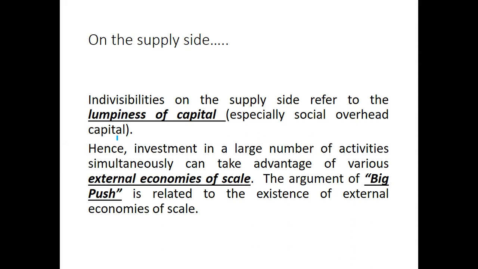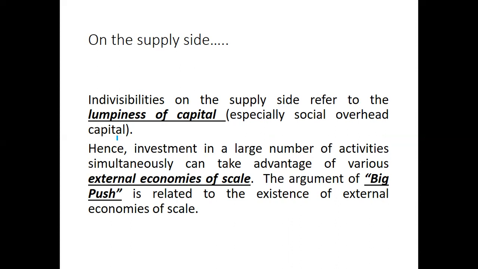The argument of the big push is linked to the existence of external economies of scale. The big push argument clearly says that the economy needs a big push in investment. We do not require a small dose of investment, which is insufficient. What we need is a big push. A big push is needed to take the economy out of inertia, or out of what is called the low-level equilibrium trap. So investment in a large number of activities takes advantage of external economies of scale.